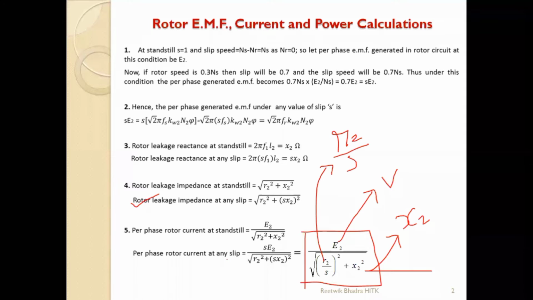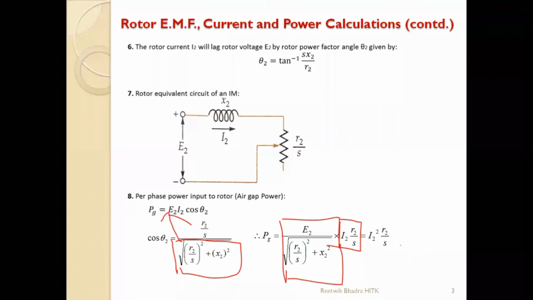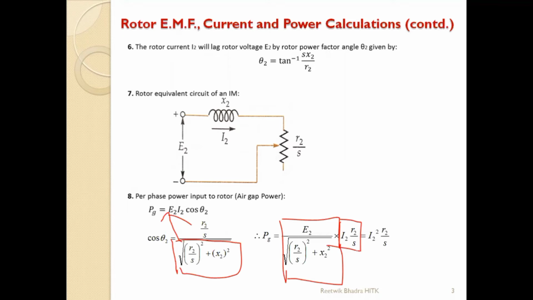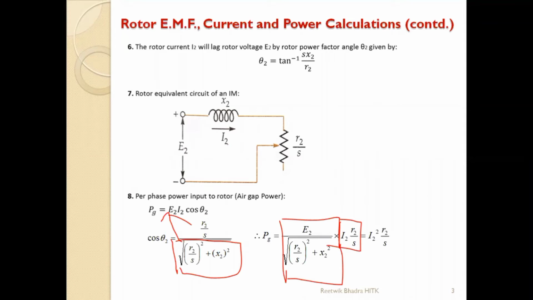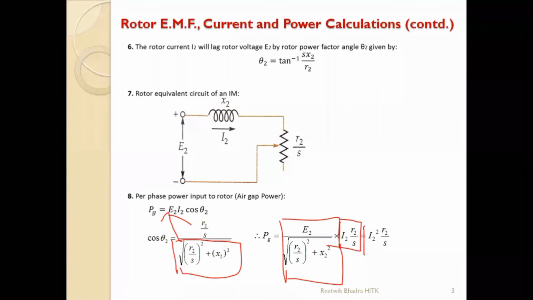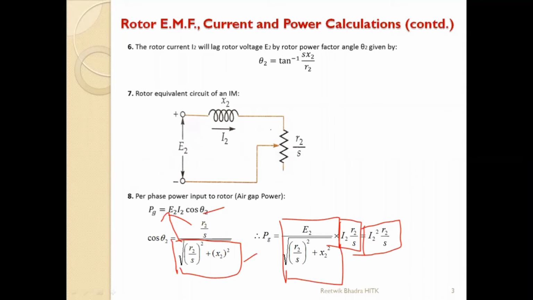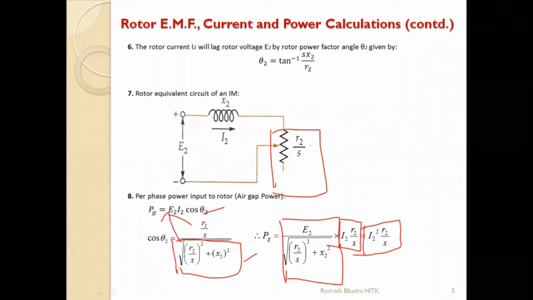So I can write I2. So this is I2. So I2 square R2 by S. Or you can think it simply. What will be the resistive loss over here? I square R. So what is the resistance over here? R2 by S. So what is the current? I2 square. So I2 square R2 by S. This will be the formula. Don't have to go into complex thinking. What is the loss in the resistor? I square R. So I2 square R2 by S.